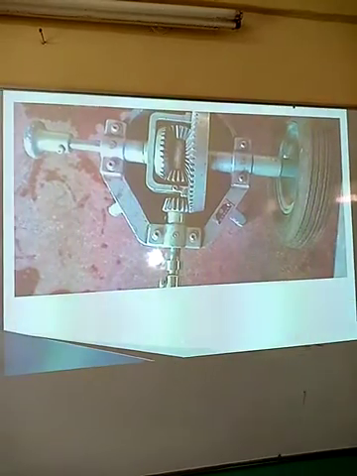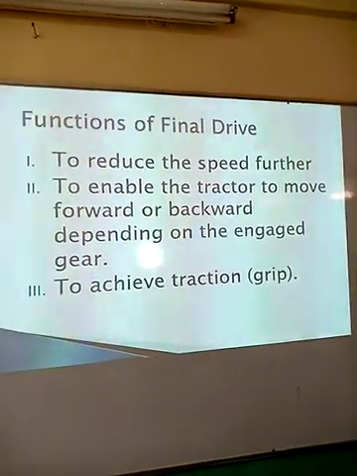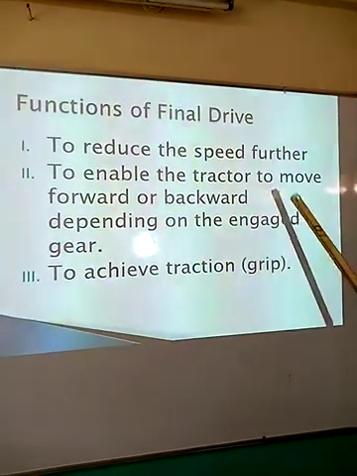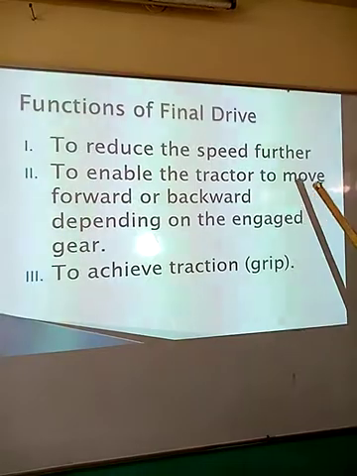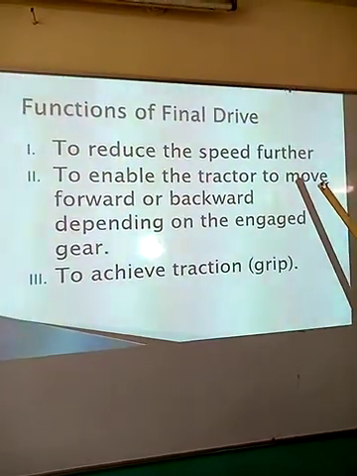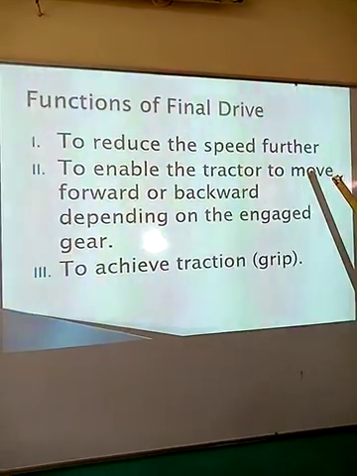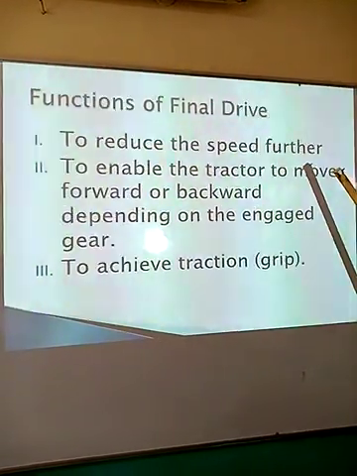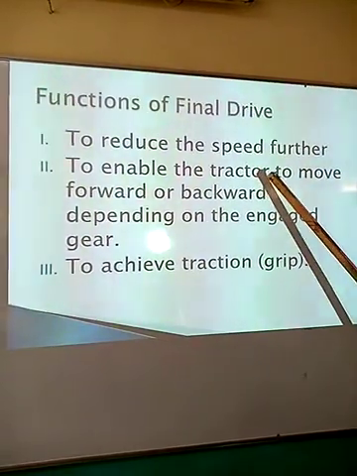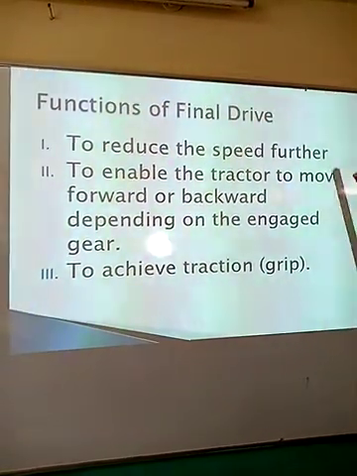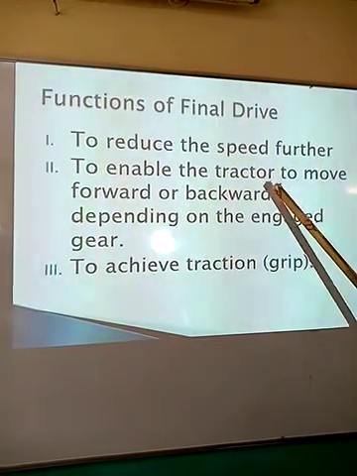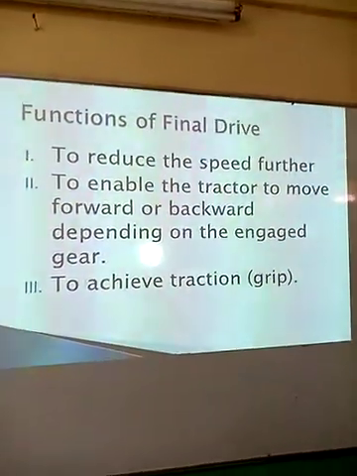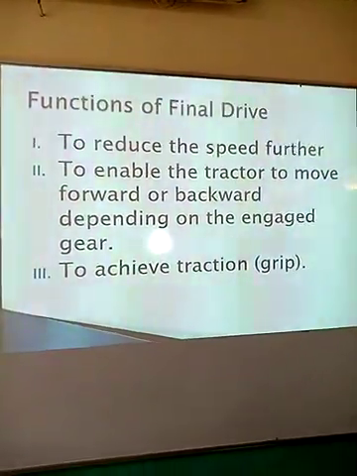So the axle together with the wheel and the other axle on the other side together with the wheel make up the final drive. Now the functions of the final drive, there are three. One is to reduce the speed further, because the speed at which the crankshaft rotates is so high that you may not be able to control the tractor if it were to move at that speed. So the final drive, that is the wheel axle and the wheel, generally reduces the speed so that it is easy to work with.